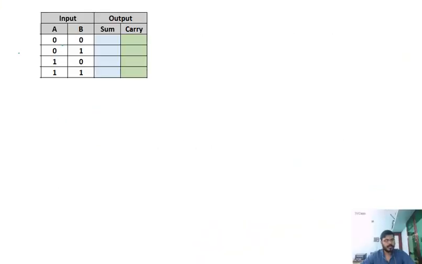In electronics, an adder or summer is a digital circuit that performs addition of two numbers. Here I have shown a truth table with two inputs A and B, and you have a sum and a carry. An electronic circuit working like this is said to be a half adder. A half adder can sum only two binary bits.